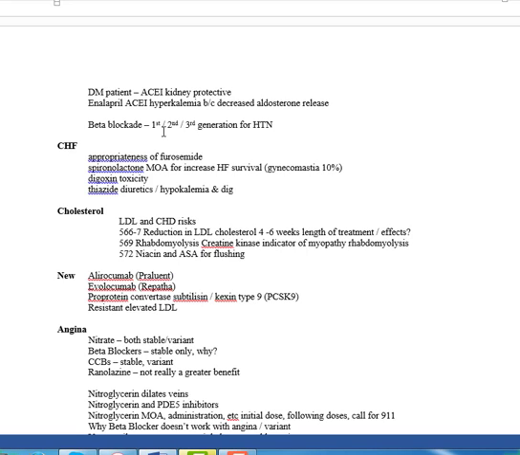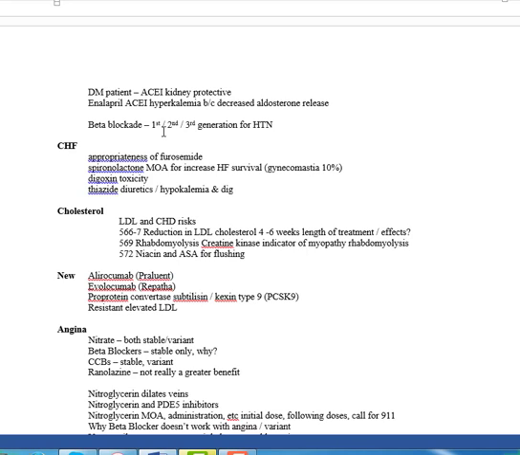CHF, so what's the appropriateness of furosemide? When do we use it? Spironolactone mechanism of action for increasing HF survival or heart failure survival. And note the gynecomastia incidence rate of around 10%. Signs and symptoms of DIG toxicity, those halos and things like that. And then the thiazide diuretics, watching out for hypokalemia, especially with digoxin.